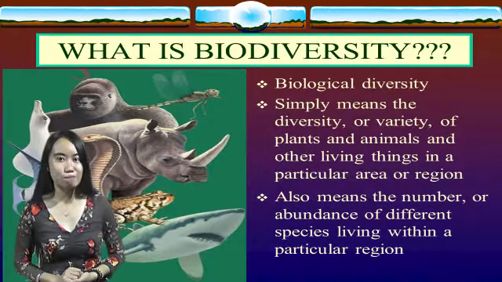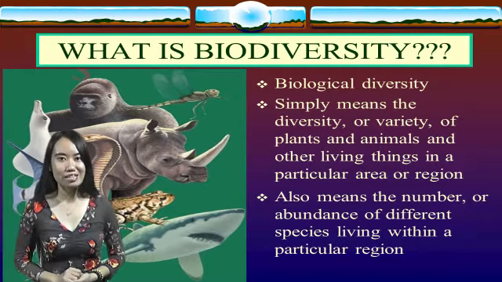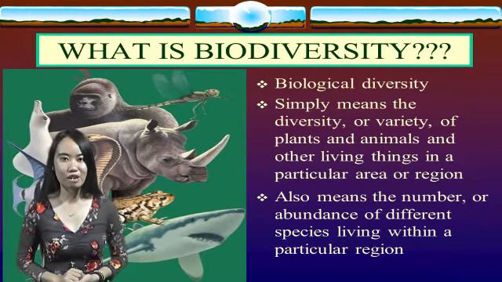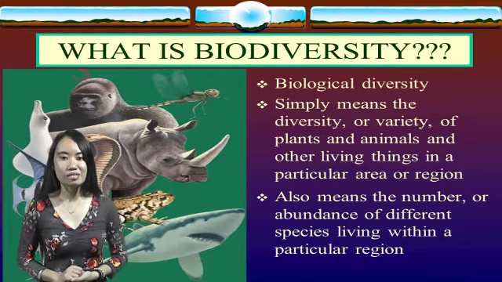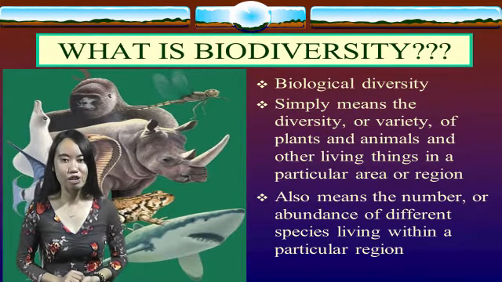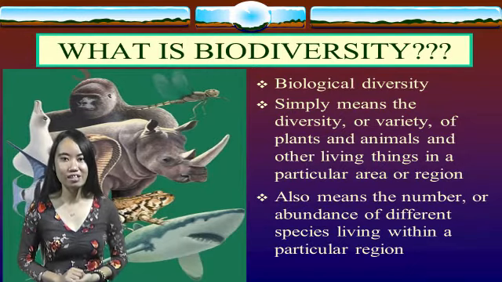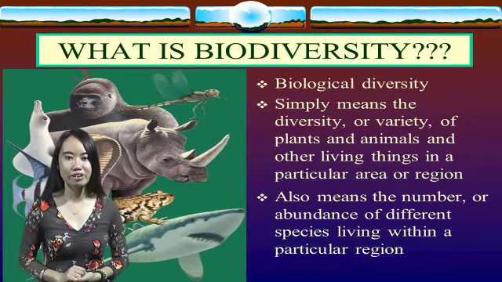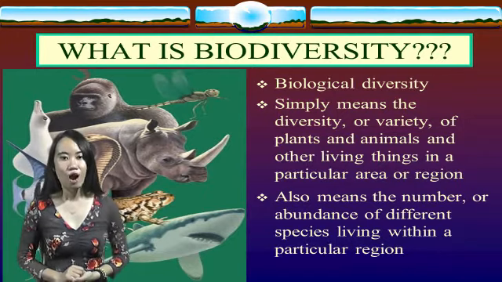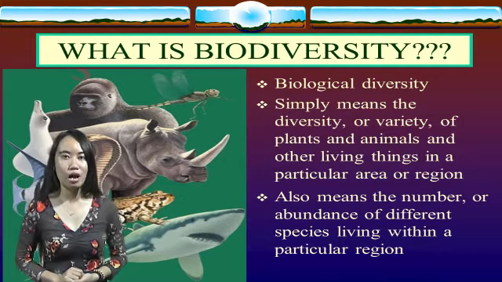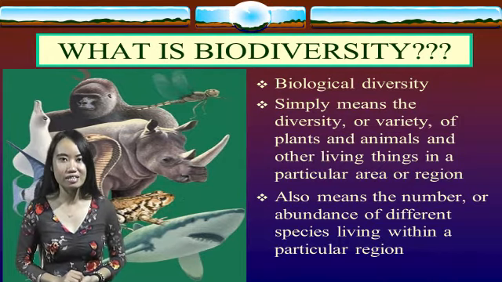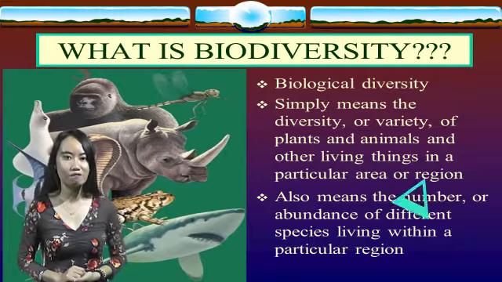So what is biodiversity? Biodiversity is also called biological diversity. It simply means the diversity or variety of plants and animals and other living things in a particular area or region. It also means the number or abundance of different species living within a particular region.